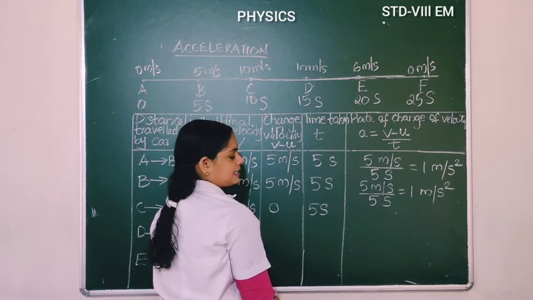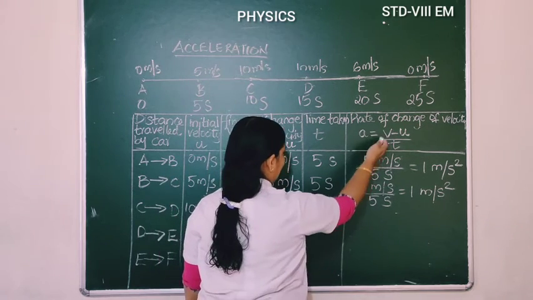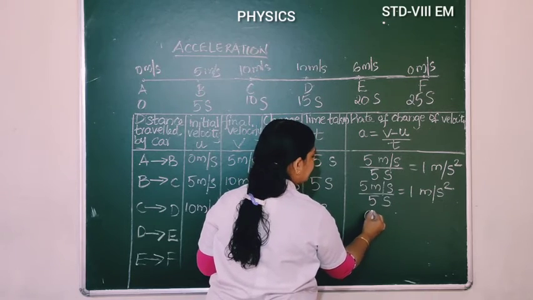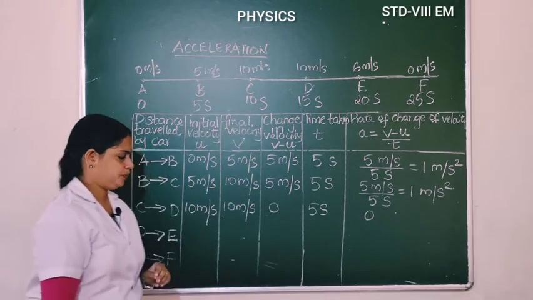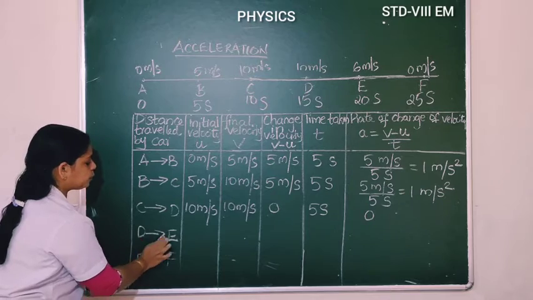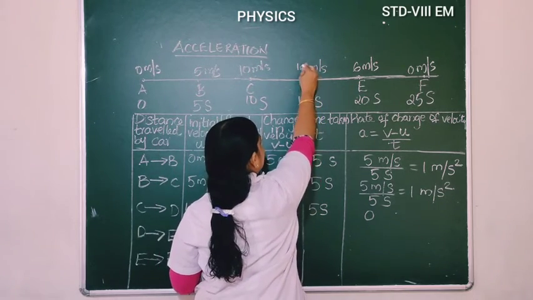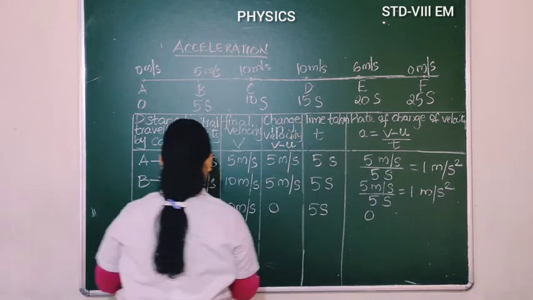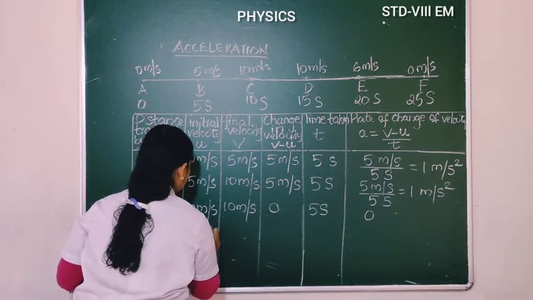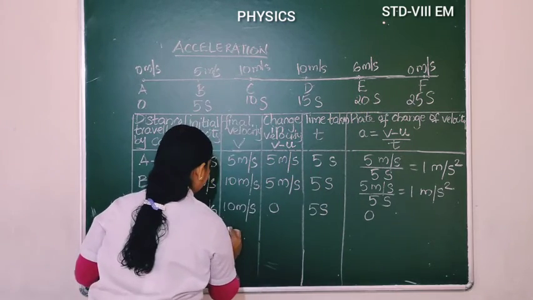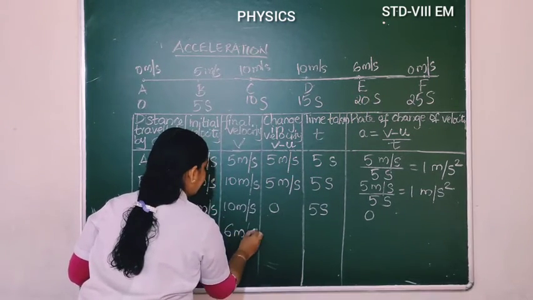What is the acceleration? Change in velocity by time, that is 0 by 5. 0 divided by anything is 0. Next, D to E. The velocity of D is the initial velocity, that is 10 meter per second. The velocity of E is the final velocity, 6 meter per second.